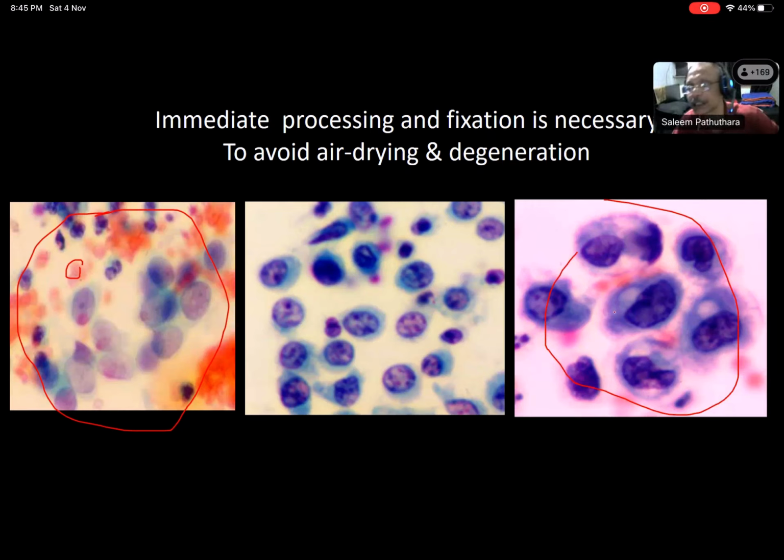So we can sometimes make a mistake, because even a normal cell can show this kind of change after degeneration. So this degenerative atypia can be mistaken for malignancy. Whereas in the center smear, this is a well preserved smear. This is a fluid smear where you can see mesothelial cells. These are the malignant cells with crisp chromatin, and the chromatin details and nuclei are all properly seen.